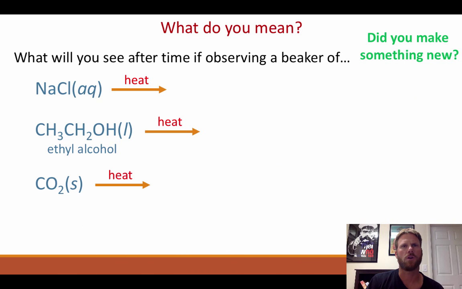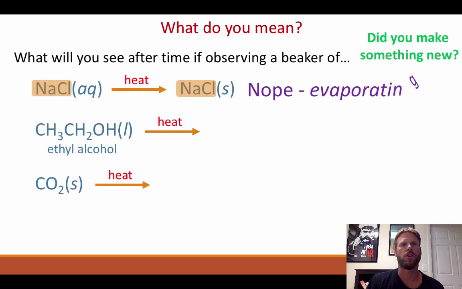For the beaker of salt water, you would start off with a colorless solution, and as the beaker was heated, the water would evaporate. You would be left with a white solid, the salt. And you may think, oh, a color change, I made something new. But that is not the case. What you started with was salt dissolved in water. What you have in the beaker now is salt in the solid form. You haven't made anything new.